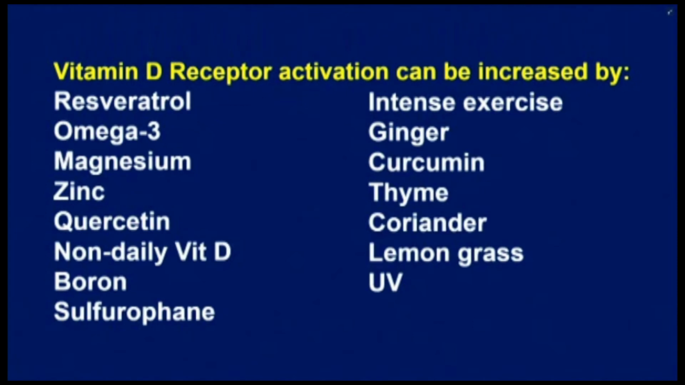Boron, sulforaphane from cruciferous vegetables, intense exercise, ginger, cumin, thyme, coriander, lemongrass, and of course ultraviolet light.